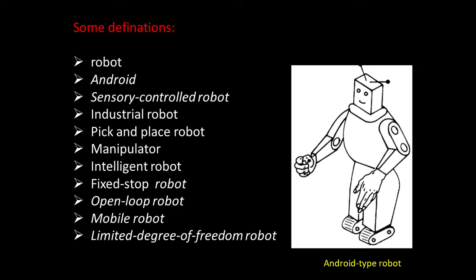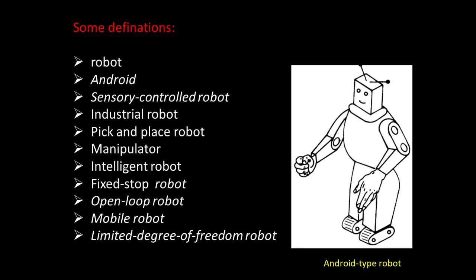Industrial robot. A programmable, multifunction manipulator designed to move material, parts, tools, or specialized devices through variable programmed motions for the performance of a variety of tasks. Pick and place robot. A simple robot, often with only 2 or 3 degrees of freedom, which transfers items from place to place by means of point-to-point moves. Little or no trajectory control is available. Often referred to as a bang-bang robot.